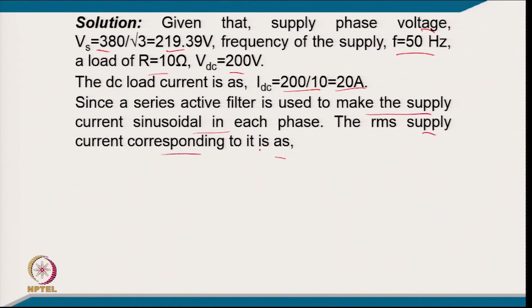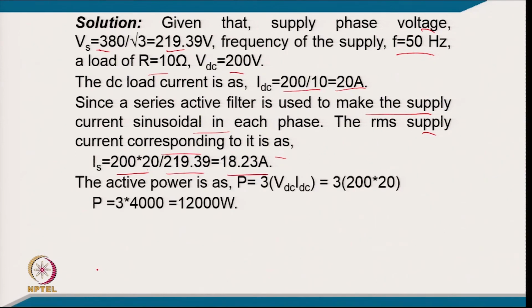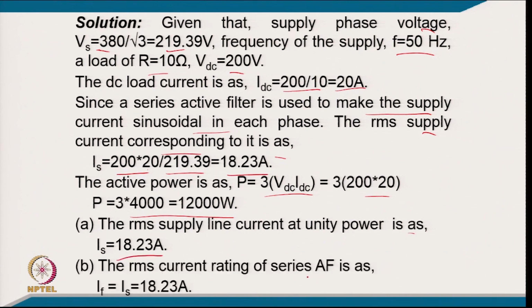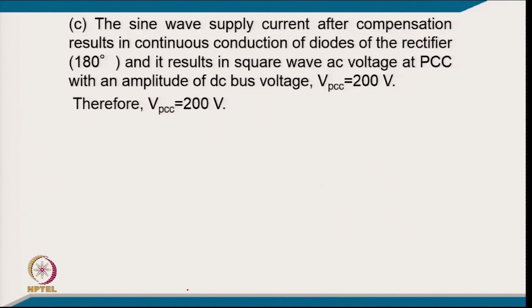Since a series active filter is used to make the supply current sinusoidal in each phase, the RMS supply current corresponding to this will be power divided by the supply voltage per phase. So, it comes to 18.23 ampere, and the active power, 3 VDC IDC total power, will be 12,000 watt, that is 12 kilowatt. The RMS supply current is 18.23 ampere, and the RMS current rating of the series active filter is the same as the supply current. So, it is 18.23 ampere.